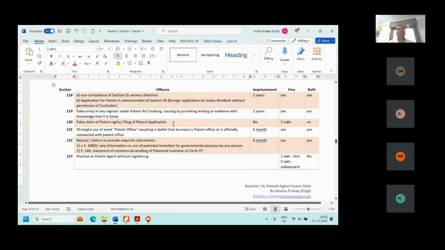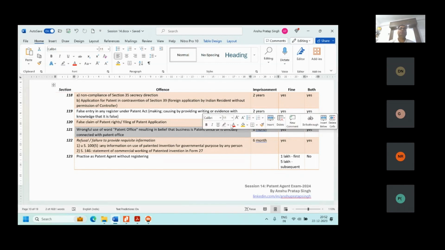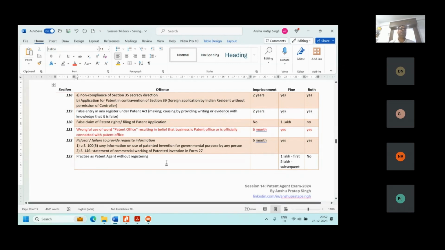False claim of patent right and filing of a patent application, no. Then imprisonment is not there, but fine is there. 1 lakh. Wrongful use of patent office, I think this is deleted. This one is deleted. Wrongful use of the word patent office resulting in belief that it is a business patent office. This has been removed by the Jan Vishwas Amendment Act, but I will check and get back to you.